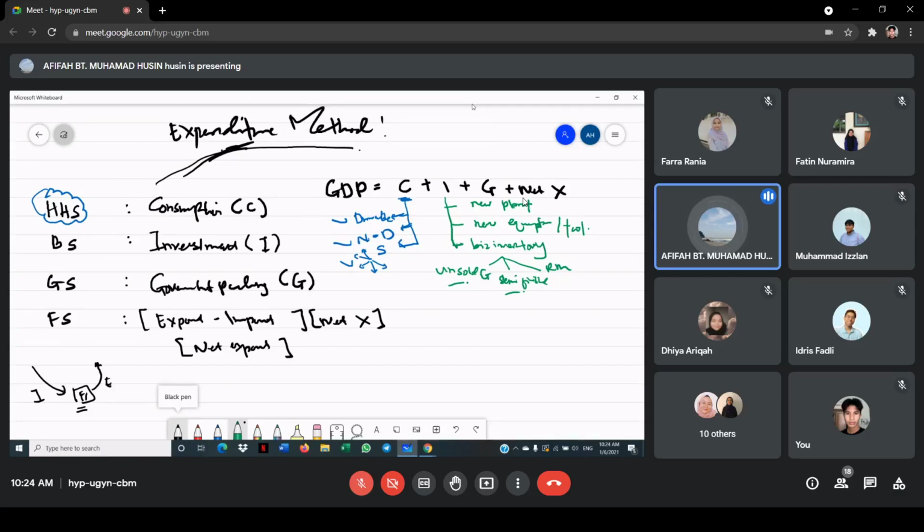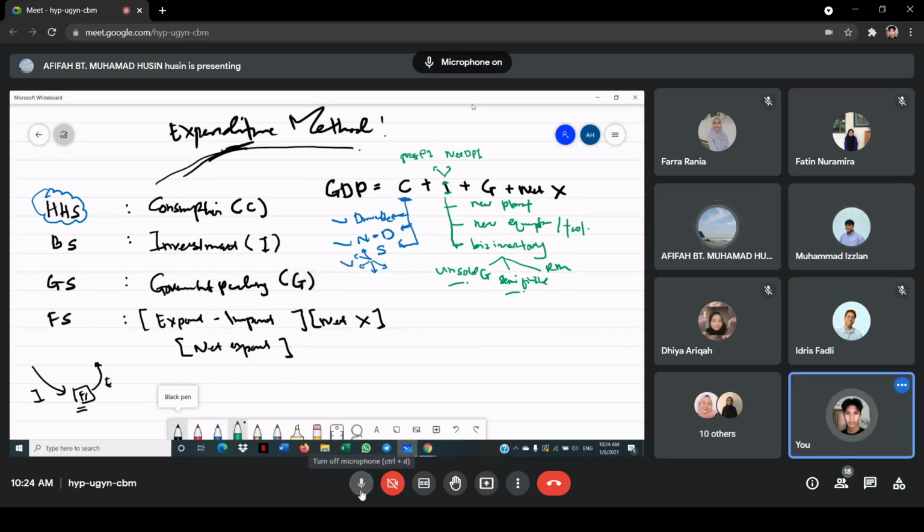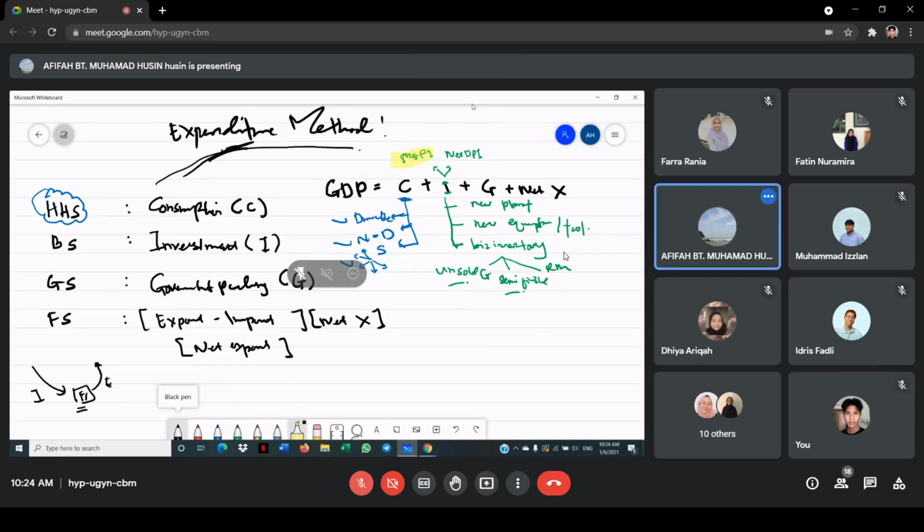Okay, investment ni ada dua type of investment, class. Gross domestic private investment and then net domestic private investment. What will be calculated under GDP? Gross or net? We will calculate only gross. Okay, kita akan masukkan gross. What is the difference between gross and net? Apa beza?